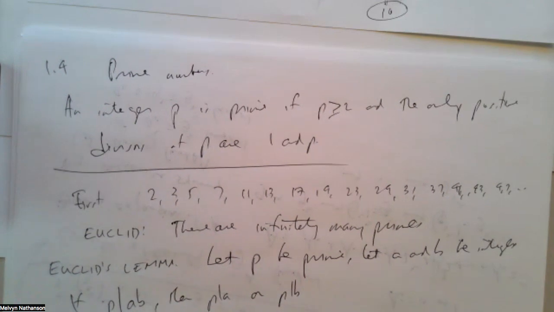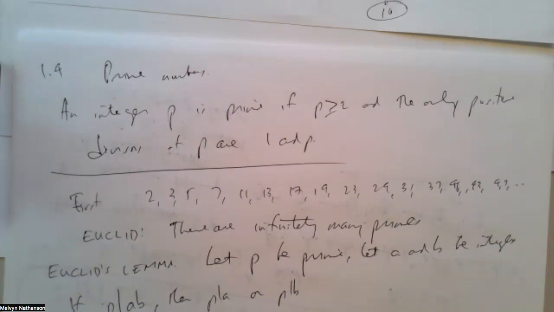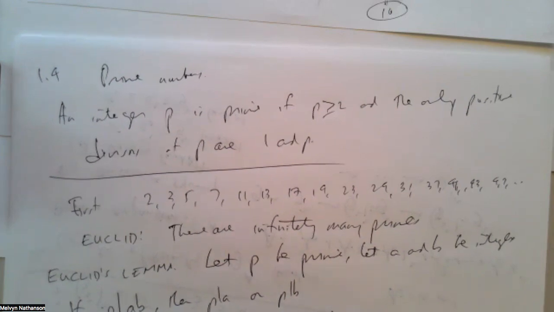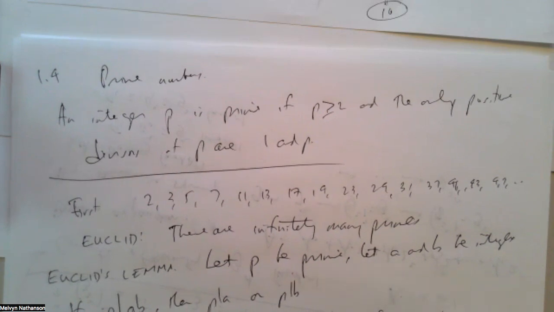And we can extend this as follows. If p divides a product of n numbers, then p must divide at least one of them. p divides ai for some i.